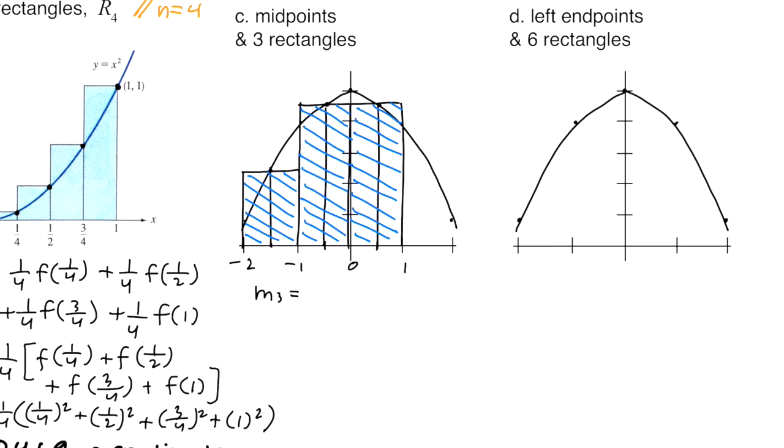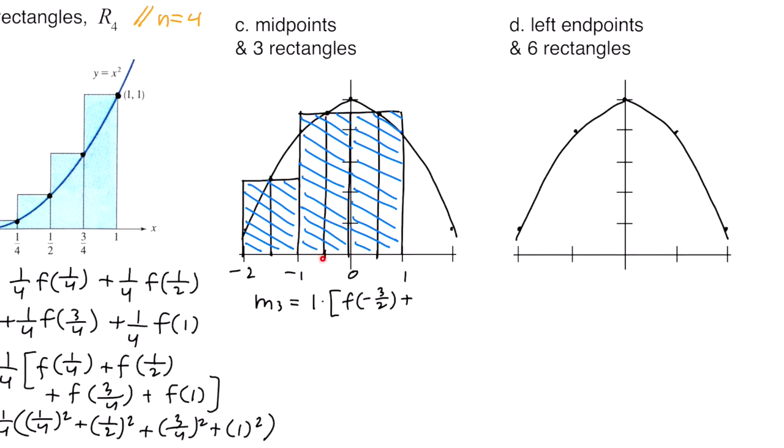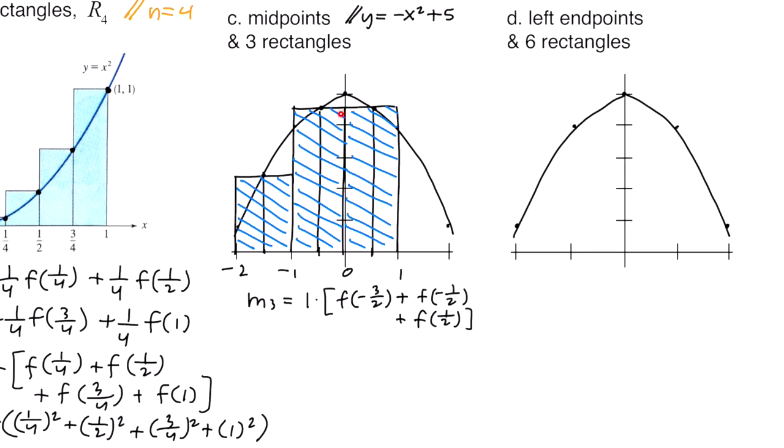All right, so we have M sub 3. Each rectangle has a width of 1, and the height for our first rectangle occurs at -1.5, or -3/2. The height of our next rectangle occurs at -1/2, and the height of our last rectangle occurs at +1/2. And for reference, I wrote the equation of our curve. It's y equals -x² plus 5. We're going to need to plug in these x values in order to find the corresponding y values.